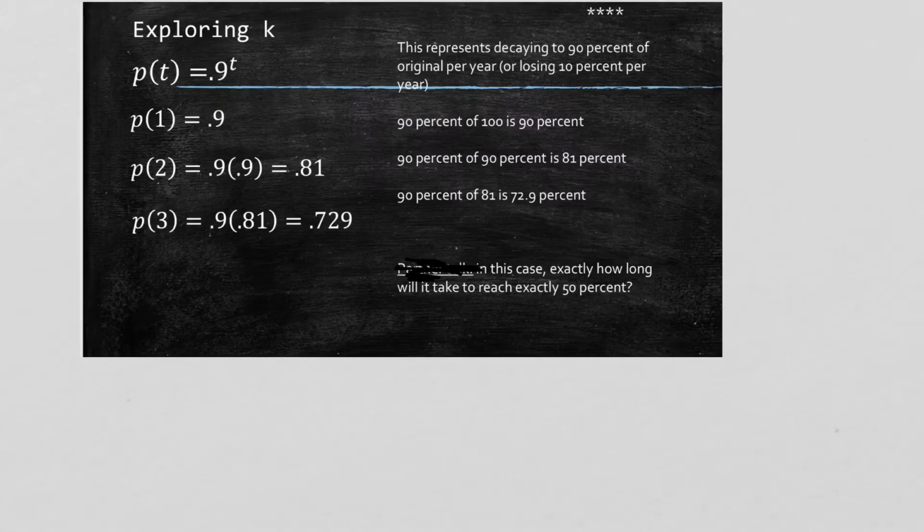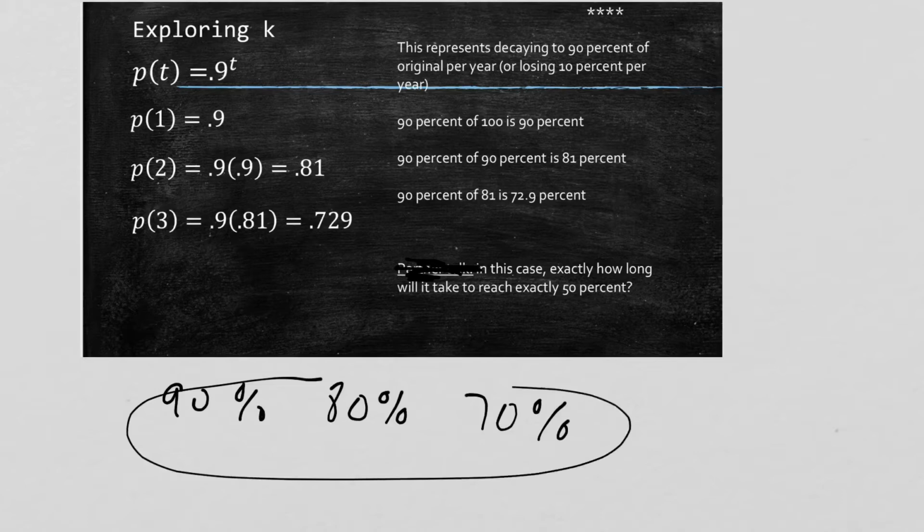So the question is, well, if I'm losing 10% every unit of time, or every year, we'll just say, how long is it going to take before I drop to 50%? All right. So losing 10% per year does not mean that we're going 90%, 80%, 70%, right? This is not what's happening.